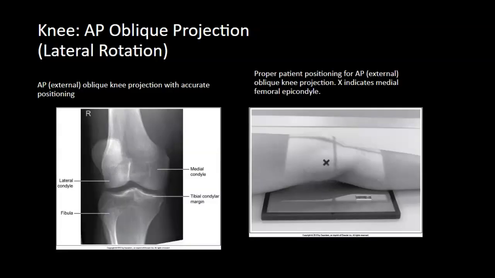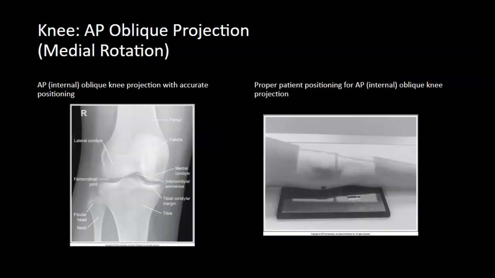For the AP oblique knee projection with lateral rotation, the fibular head is aligned with the anterior edge of the tibia. The medial femoral condyle is in profile without superimposing the lateral condyle. The patella should lie just proximal to the femoral patellar surface. The intercondylar fossa is partially demonstrated as a small arch between the condyles.